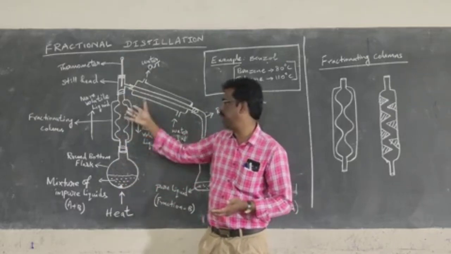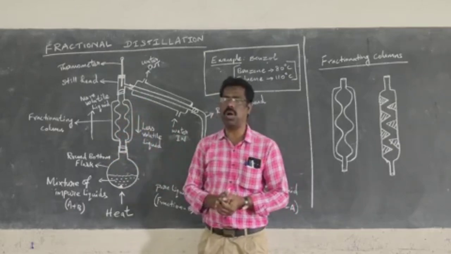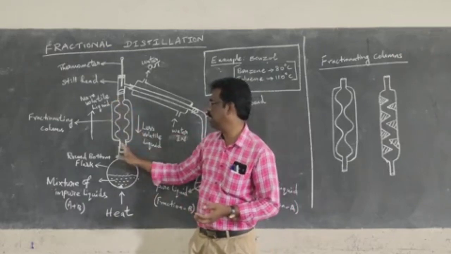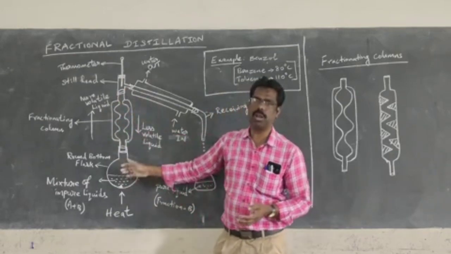While heating, the liquids get evaporated and come above through this tube. There is an extra apparatus compared to the simple distillation apparatus. This apparatus is called the fractionating column. In the fractionating column, both the liquids try to come above the round bottom flask.